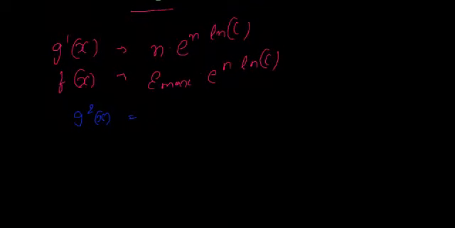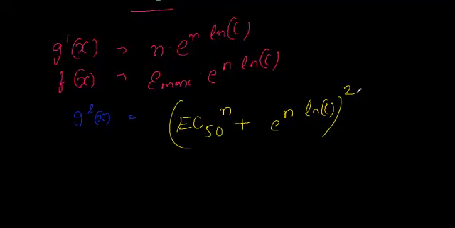So g square x, what is g square x? Let me change the color. Okay, so it's nothing but EC50 to the power of n plus e to the power of n ln of c, whole square, right? Okay, now we have everything.